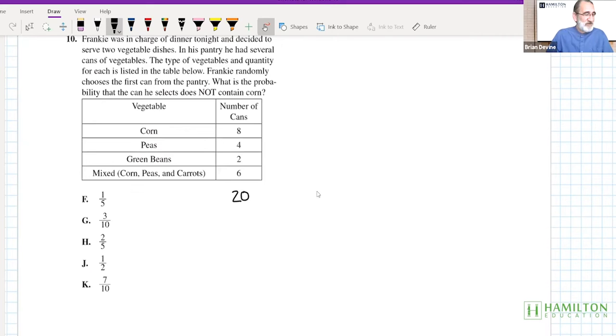And the ones that don't contain corn would be just peas, just green beans, because the mixed has corn in it. And so I'm going to have 6 out of the 20 cans don't have corn, which would mean 3/10 of the cans, or 30%, don't have corn. So G is the correct answer.